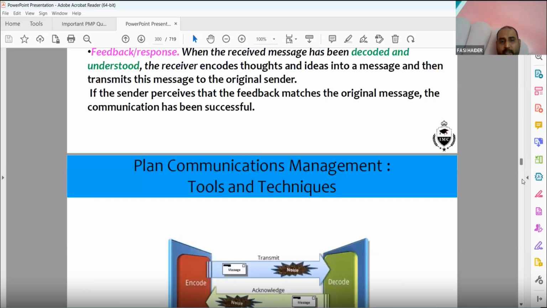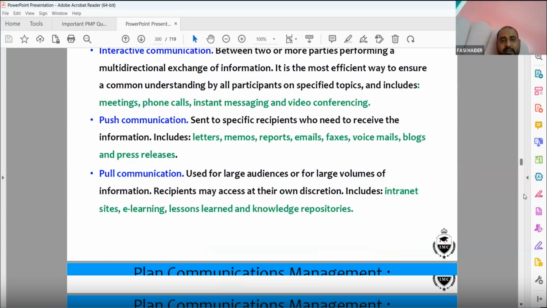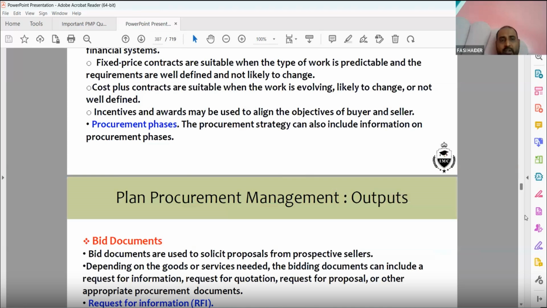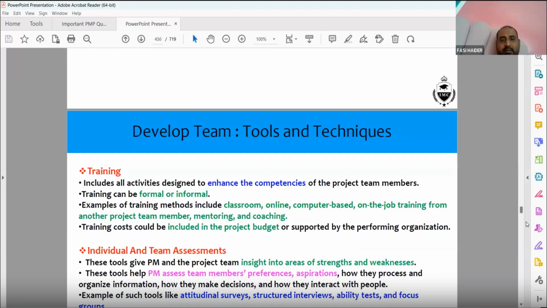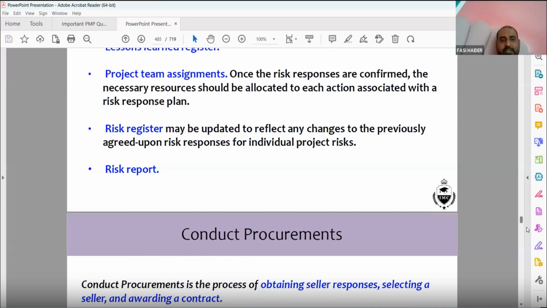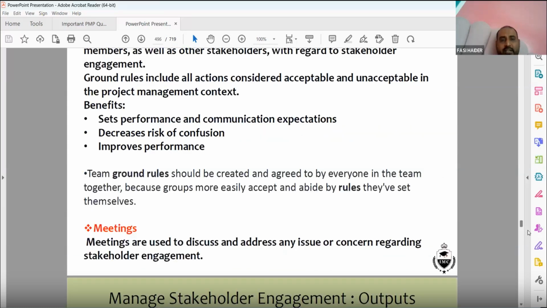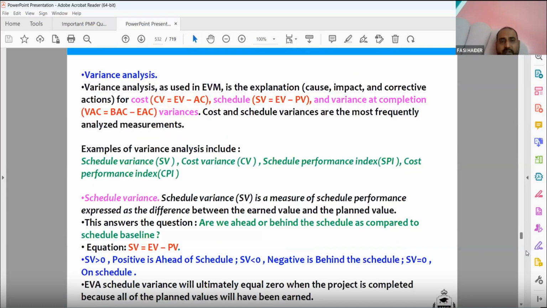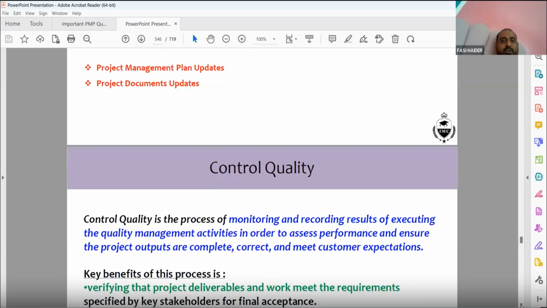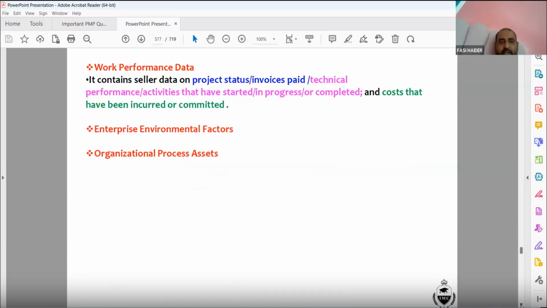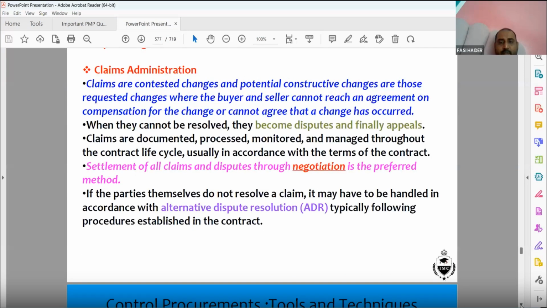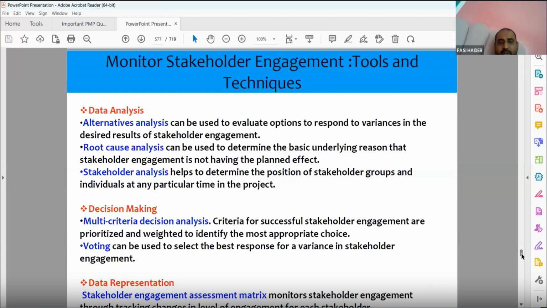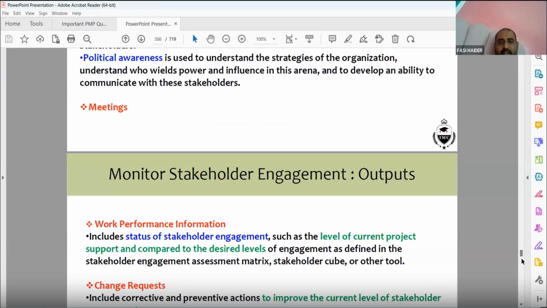Now we come to plan procurement management. Develop the team, manage the team, motivate the team. How you manage the team, conduct procurement, purchasing, decision making, validate the scope, control the quality, histograms and everything. Work performance data, when you are doing, you get hundreds of data for the particular thing. Monitor stakeholder engagement, how some stakeholder cannot be coming, but you need them. So you engage them in such a way that they come.